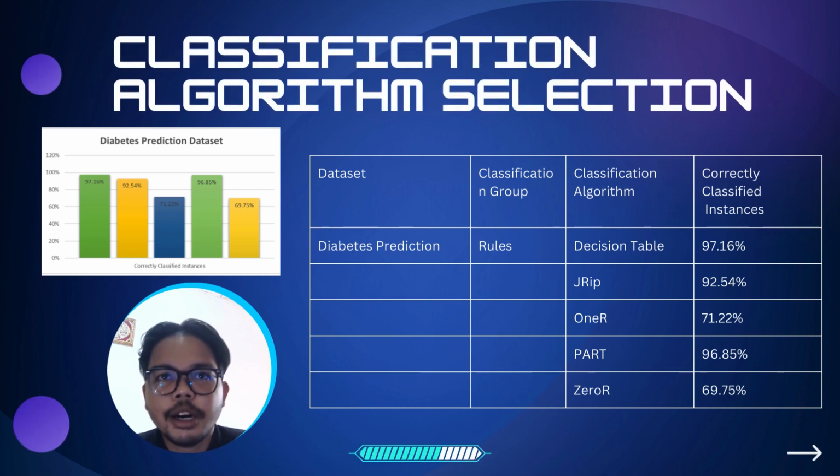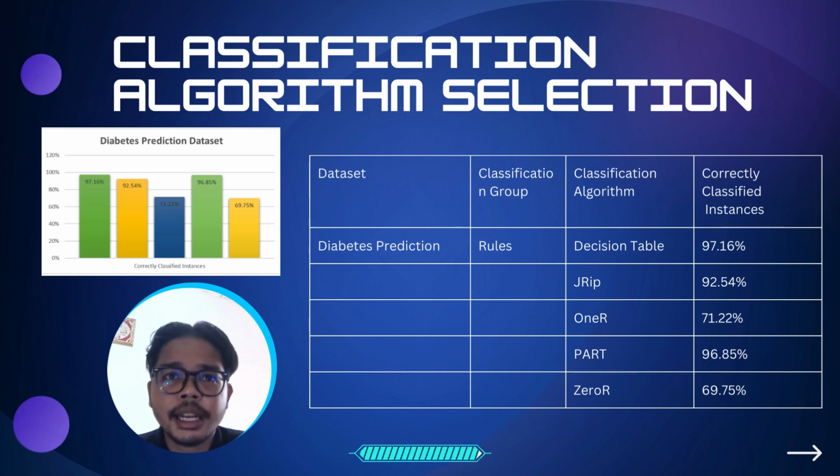Assalamualaikum, my name is Muhammad Shaiman and I will be talking about the analysis of classification algorithm selection for diabetes prediction. Today we'll be talking about the classification algorithms based on the accuracy in correctly classifying instances on our dataset.